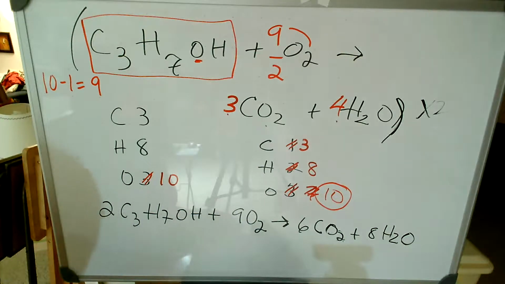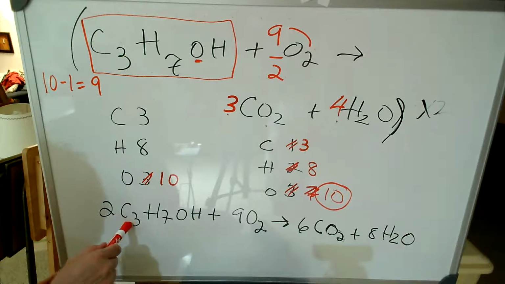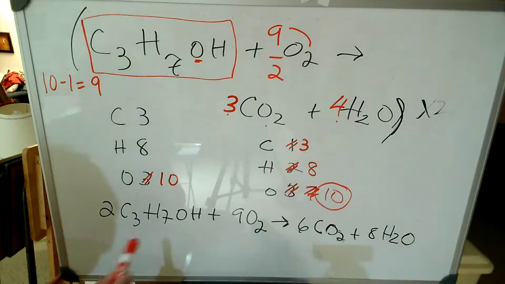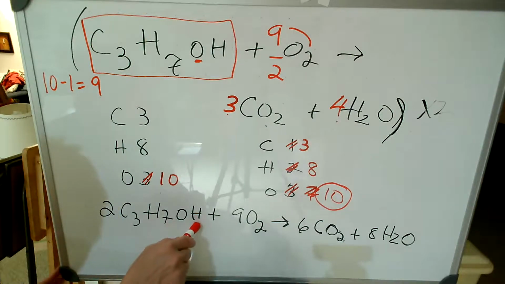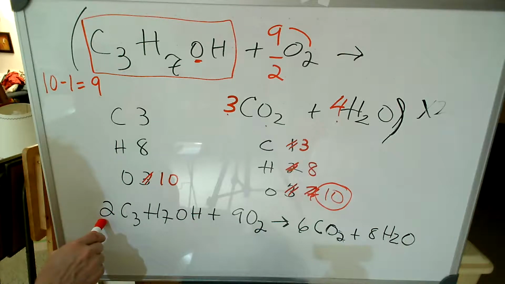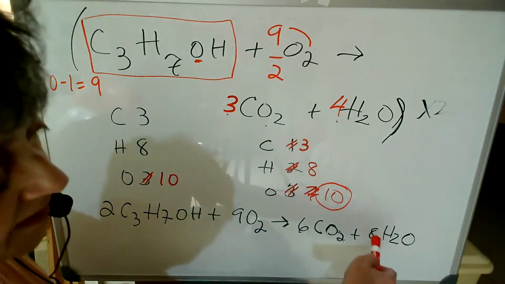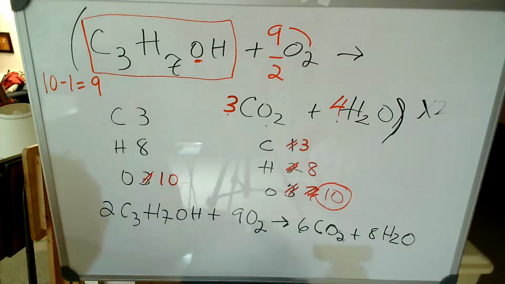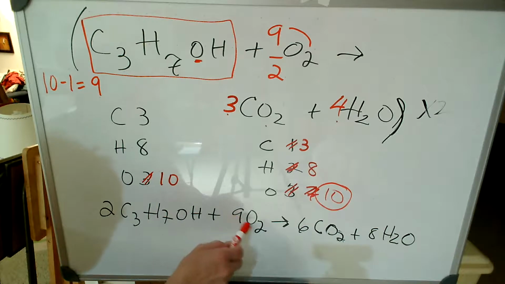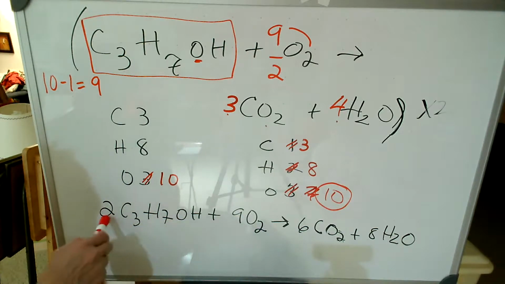All right, carbon, 2 times 3 is 6. 6, checks. Hydrogen, be careful. You have 7 plus 1 is 8. 8 times 2 is 16. That works out. And now the oxygen, we have 9 times 2 is 18, plus 2.